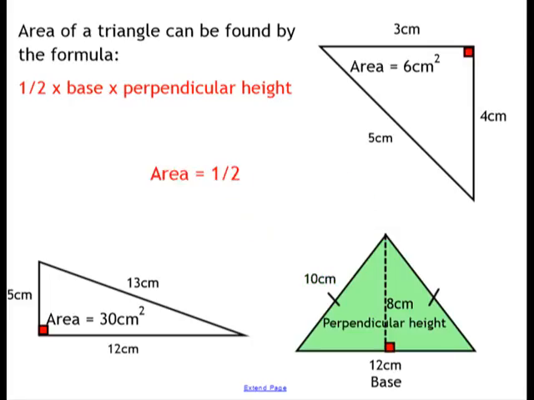So, my formula is area equals half times the base, which is 12, times the height, which is 8. So, half of 12 is 6, 6 eights are 48. So the area of this shape is 48 centimetres squared.